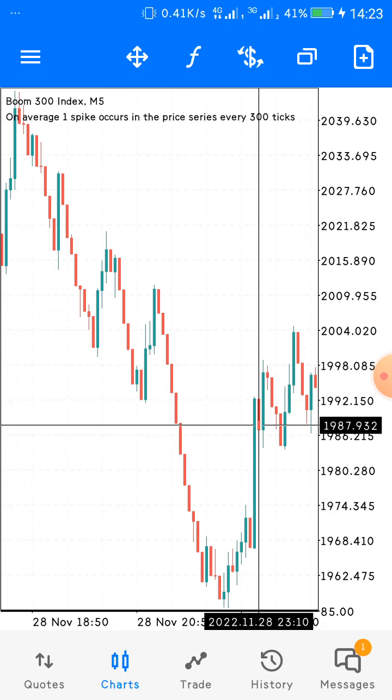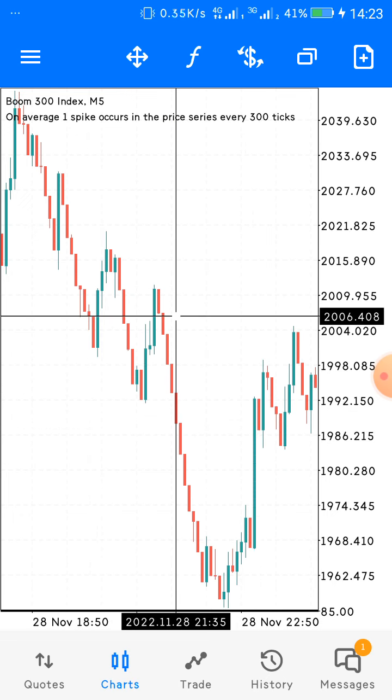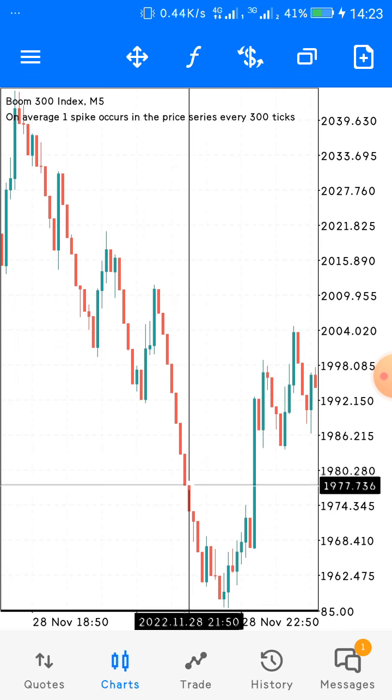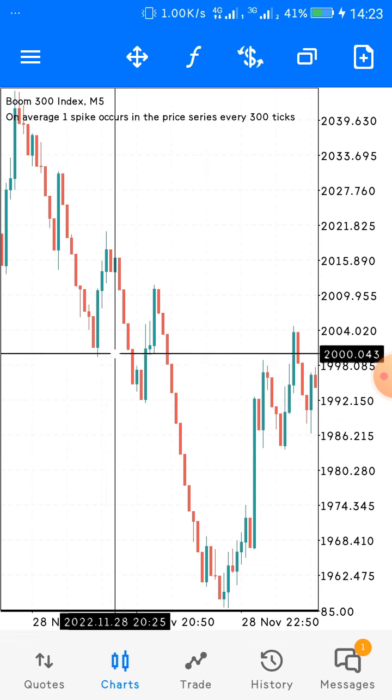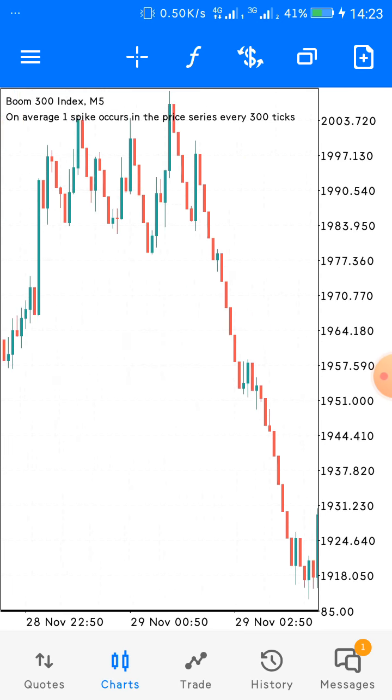It doesn't give you a signal when all you're going to get on the market is a tiny spike. So I'm looking for a tiny spike, something like this.